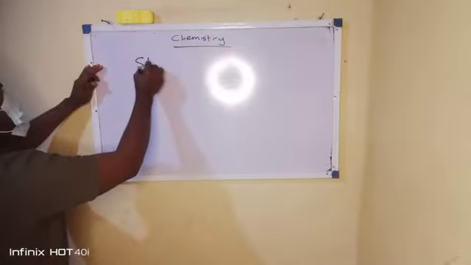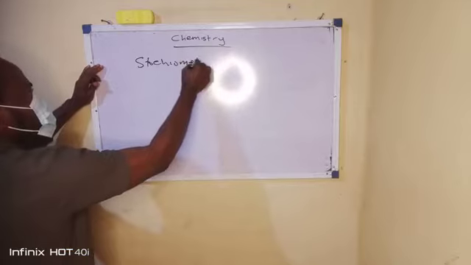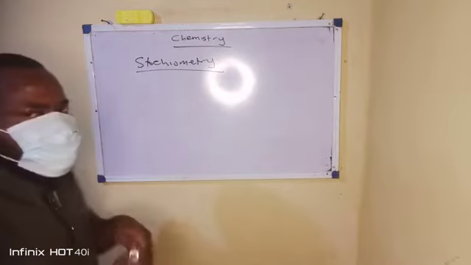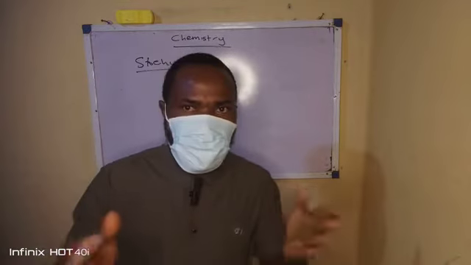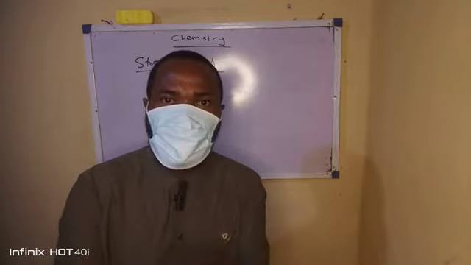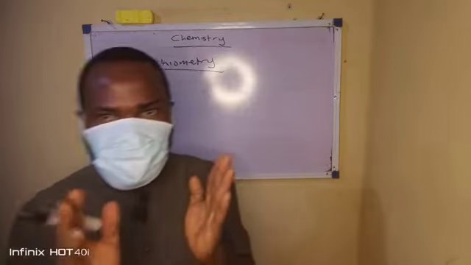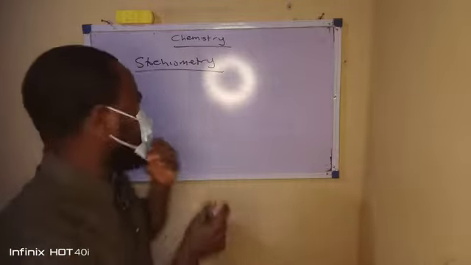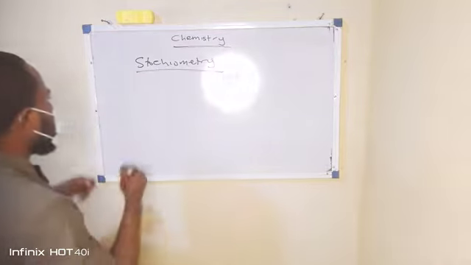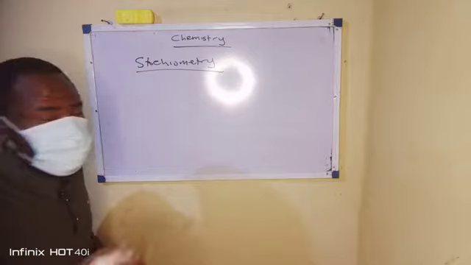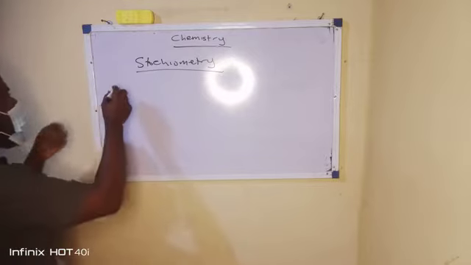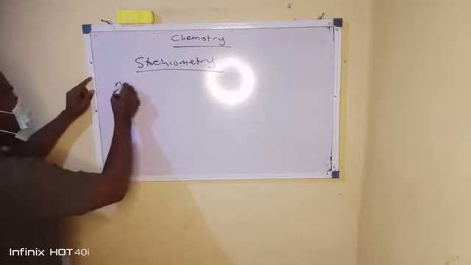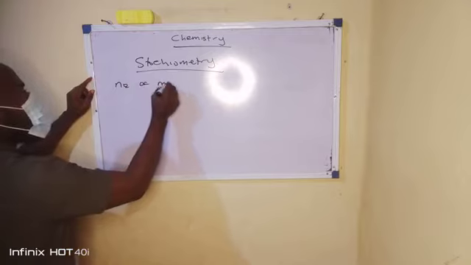Now, stoichiometry, like I said, I won't waste my time dealing with a lot of definitions here and there. Straight to the formula. So it's just a short video, then we begin to look at one or two questions that will help you out as you go through. Now, stoichiometry has to do with the measurement of the amount of substance, and the amount of substance is given by the number of moles.